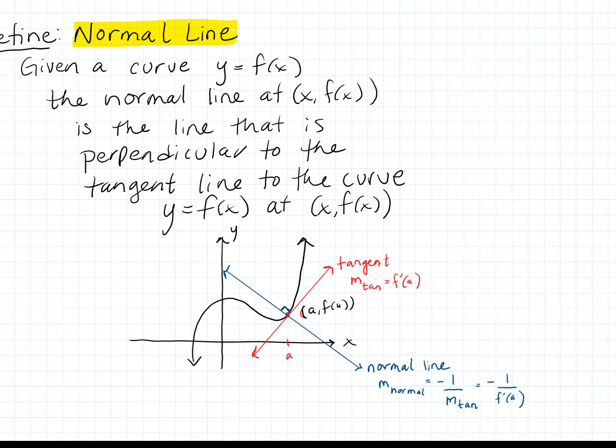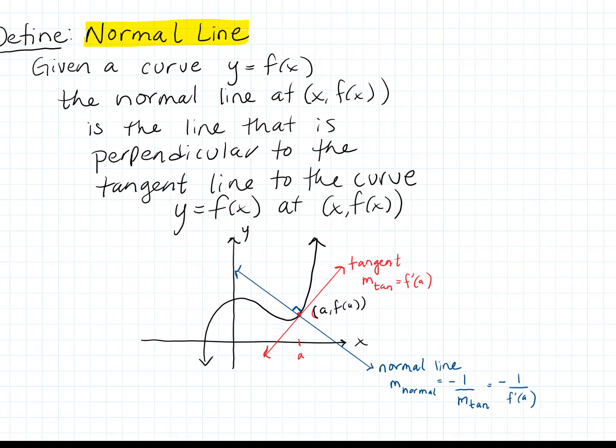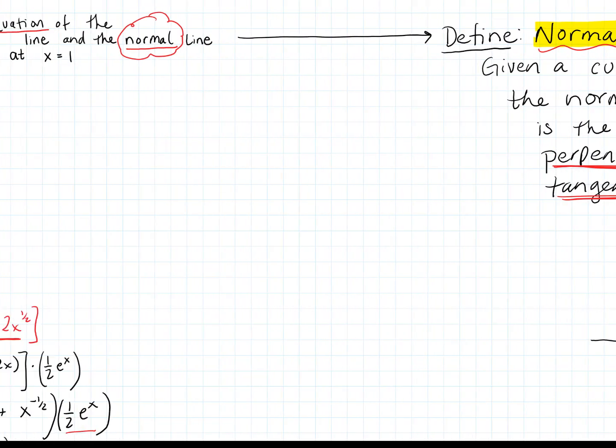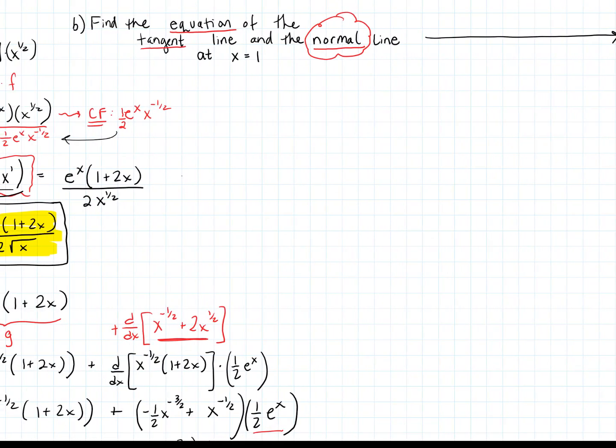Okay, so if we hear the phrase write the equation of the normal line, we want to just remember that the normal line is perpendicular to the tangent line. So if we knew the slope of the tangent line was 5, then the slope of the normal line would be -1/5. All right, so that said, let's actually do both over here.